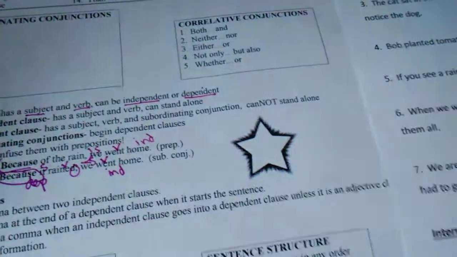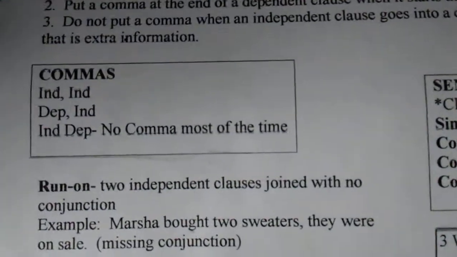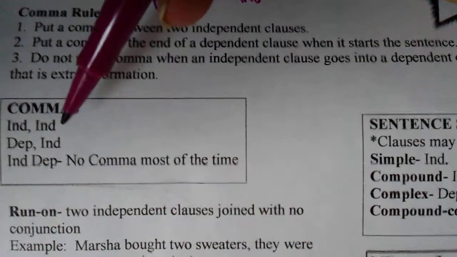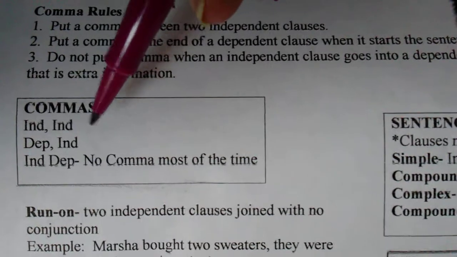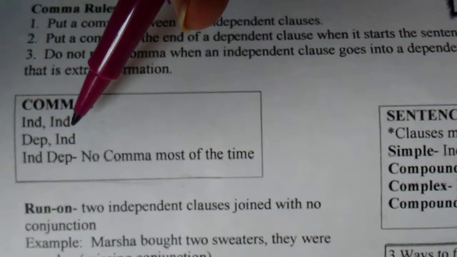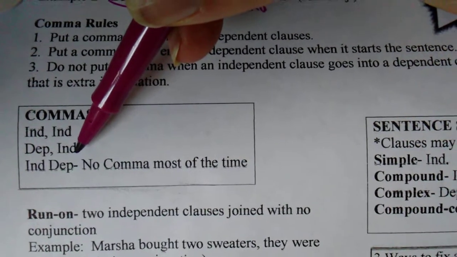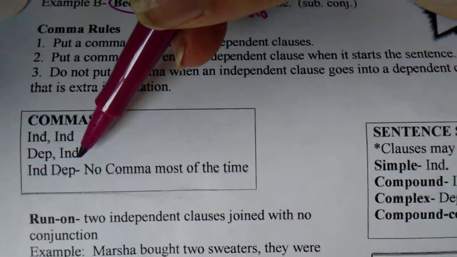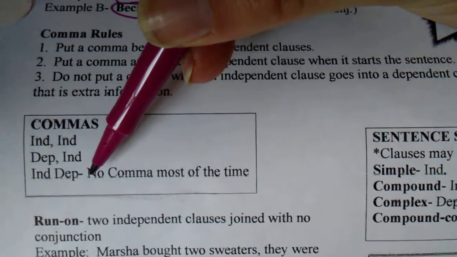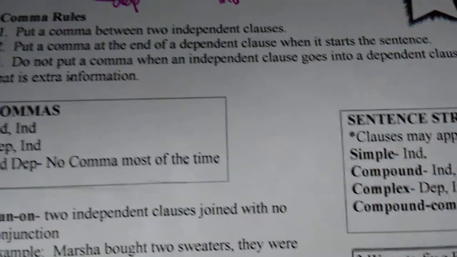And we do have a comma because remember here are our comma rules. So when our clauses come in this order, we know to add a comma. So if you have 2 independent clauses, you add that comma before the coordinating conjunction. Then if your dependent clause comes first, you put a comma at the end of that clause. And independent and then dependent is most of the time no comma.